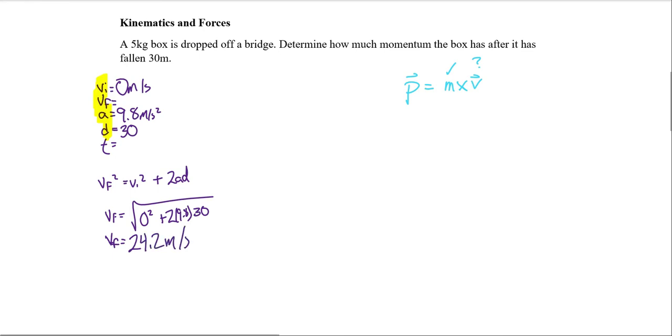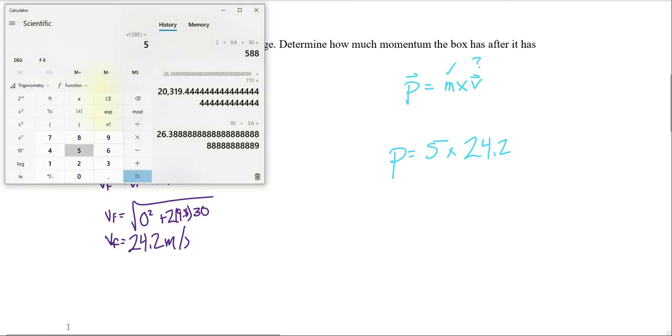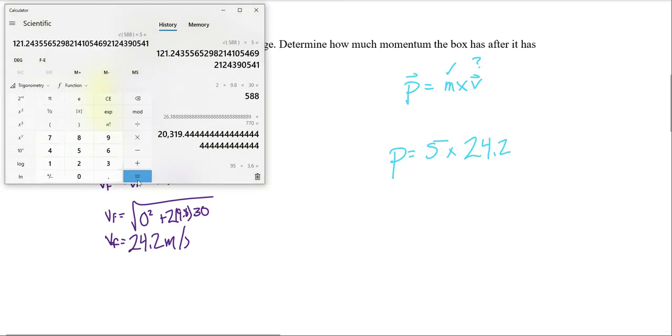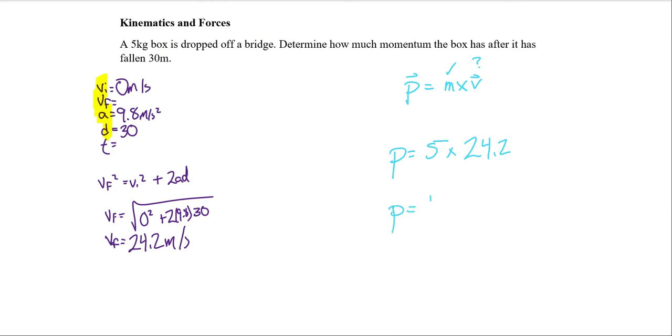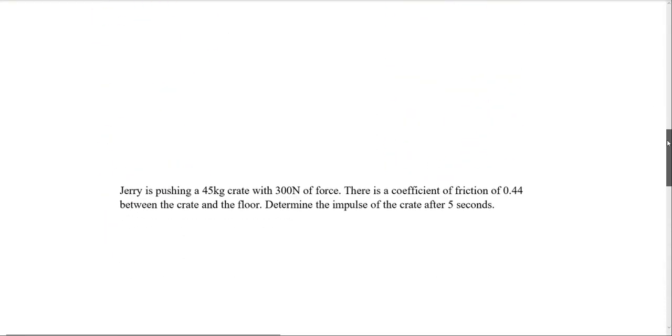Now that I have my final velocity using kinematics, I can find my momentum by taking my mass, multiplying by my velocity, which we see is 121.2 kilogram meters per second. So sometimes we see that we have to use a little bit of kinematics or a little bit of forces before we can find things using momentum. And that's perfectly fine. All of physics builds off itself. We should never forget the things that we did earlier in our semester.